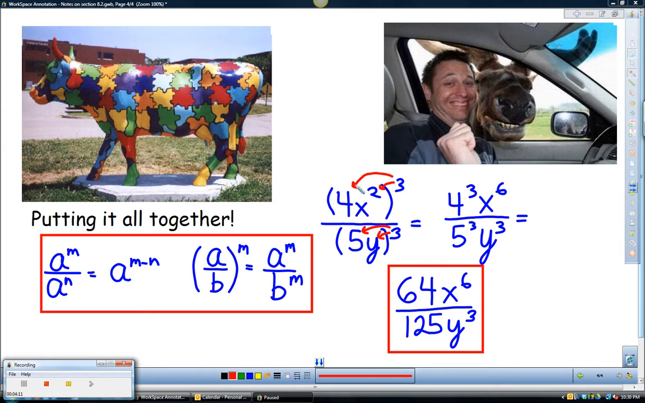Remember to give the exponent to everything inside the parentheses. So 4 to the 3rd, x to the 6th, 3 to the 5th, y to the 3rd. Remember, this is the power of a power property. An exponent raised to a power, you multiply. When we solve all that, 4 to the 3rd is 4 times 4 times 4, which is 64. x to the 6th. 5 to the 3rd is 5 times 5, which is 25, times 5, which is 125, y to the 3rd.